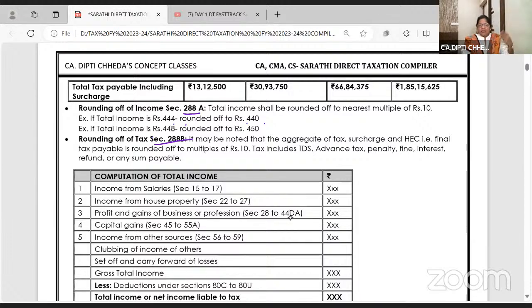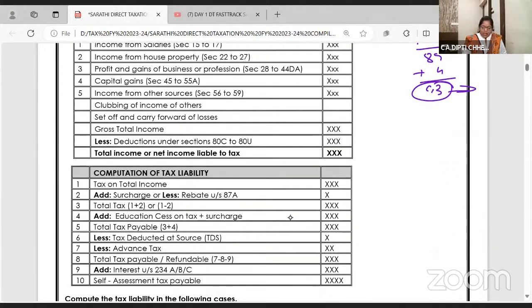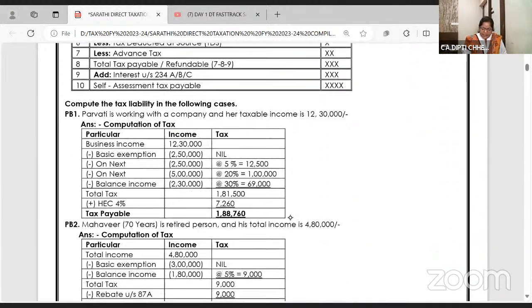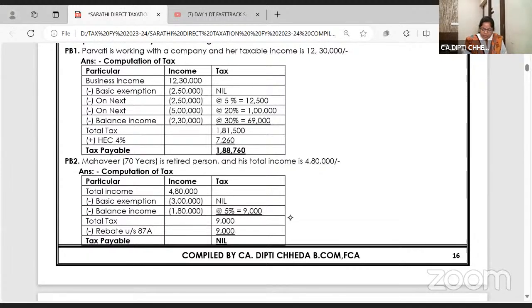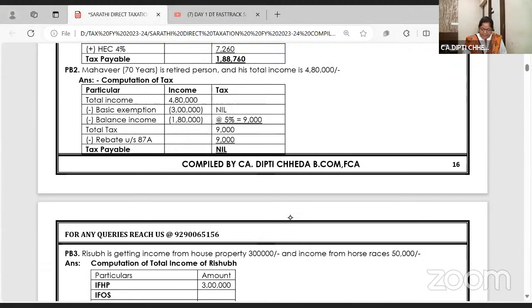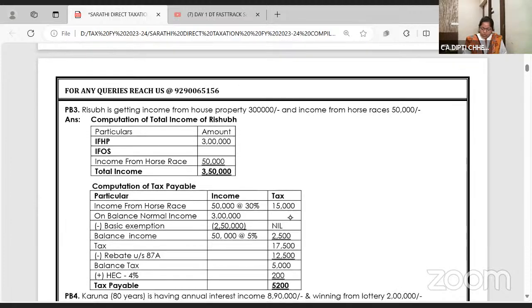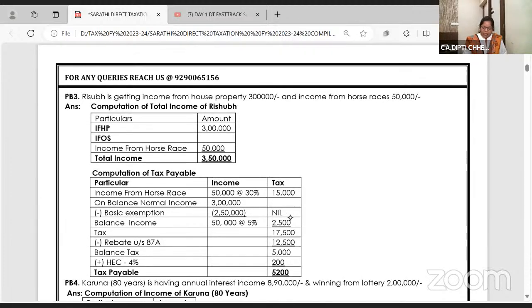Which tax, dear student? Final tax. Tax is 83 rupees. Suppose surcharge is 6 rupees 89, and health and education cess is 4 rupees 93. The final tax is rounded off in multiples of 10. This is also asked in the exam. Now, what is the format of computing the income and all? I will give it when I do. Some basic problems are there on how to calculate the tax.